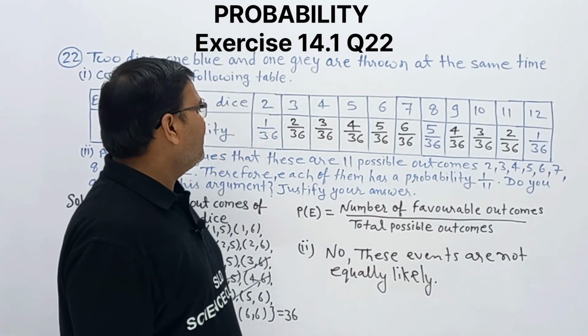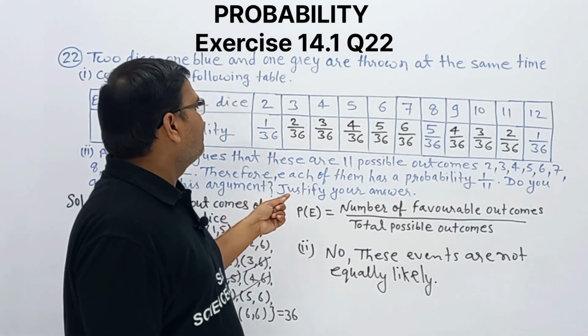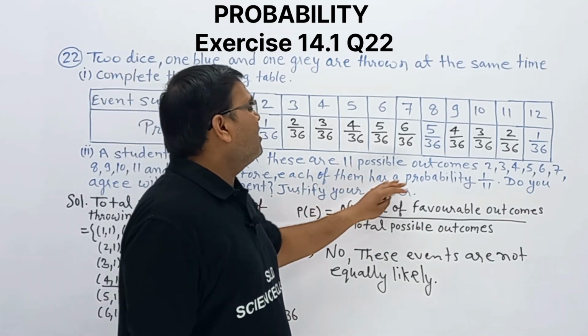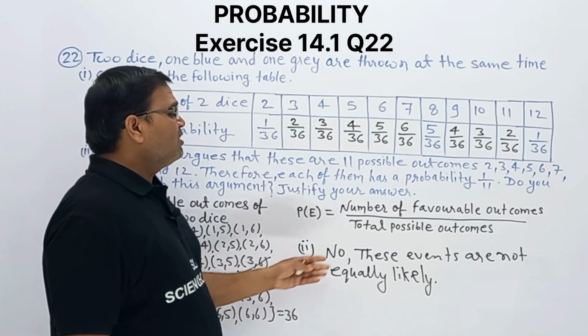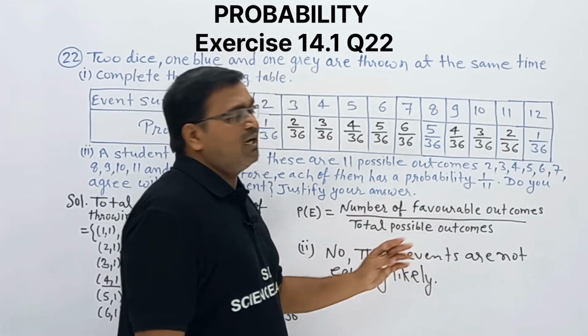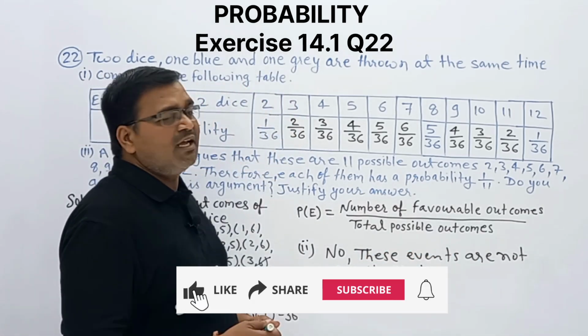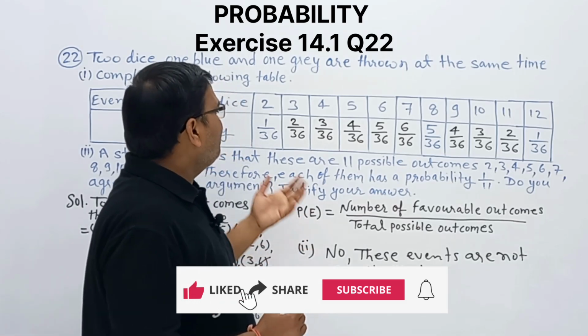So we cannot say that each of them has a probability 1 upon 11. This is wrong. Why? Because these events are not equally likely. Clear?